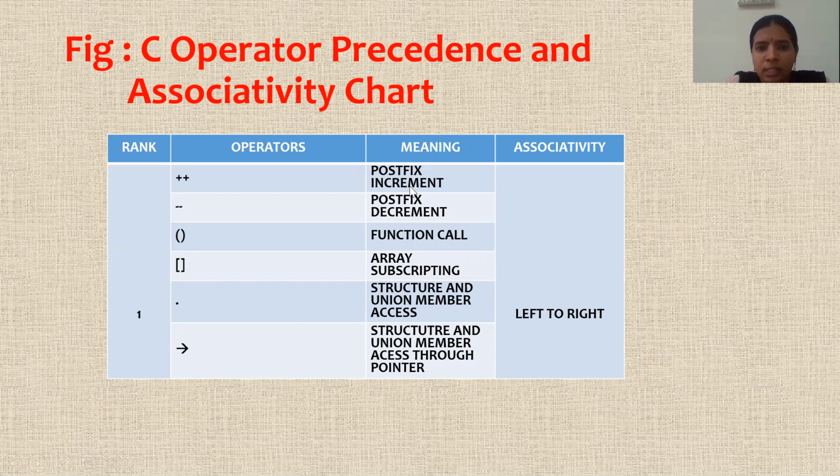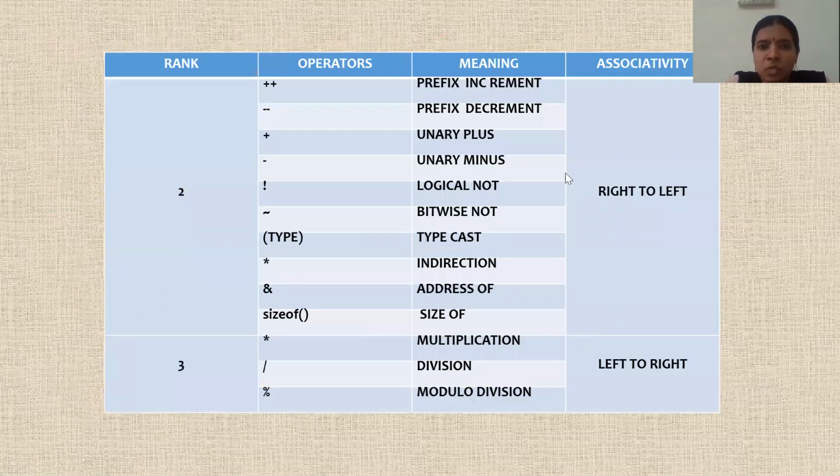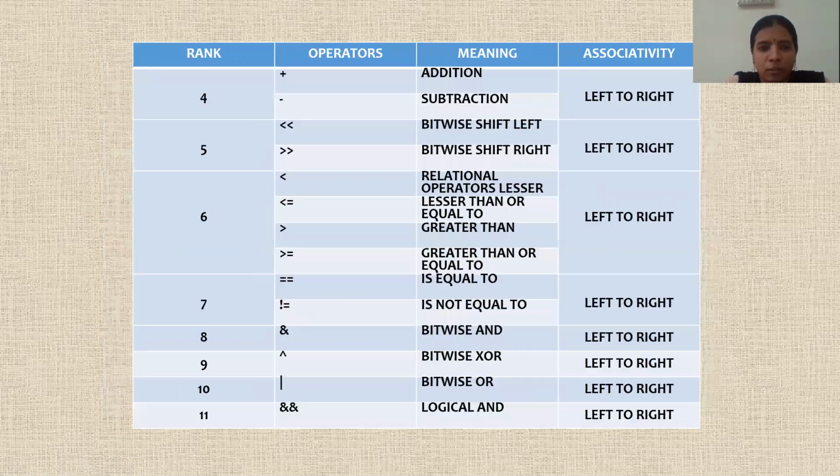The first one is all the postfix operators, function calls, and braces. Undoubtedly, braces have the first priority, which is left to right. Then comes prefix, pre-increment and pre-decrement operators, unary plus, and bitwise operators. At rank 3 is multiplication, division, and modulo division. Please remember, rank 3 is multiplication, division, and modulo division. Rank 4 is addition and subtraction. And the rest are like this.